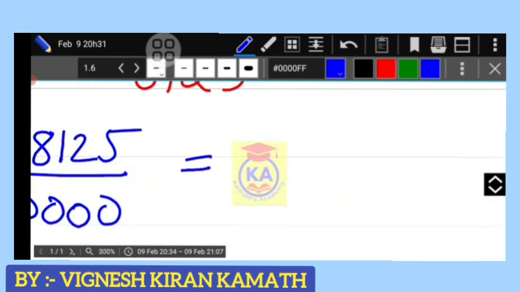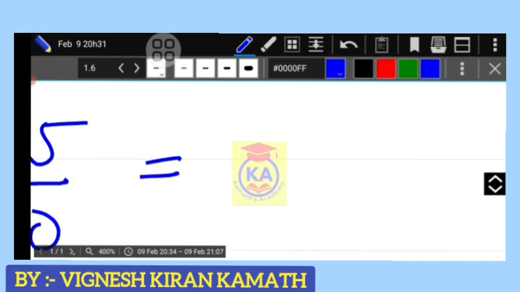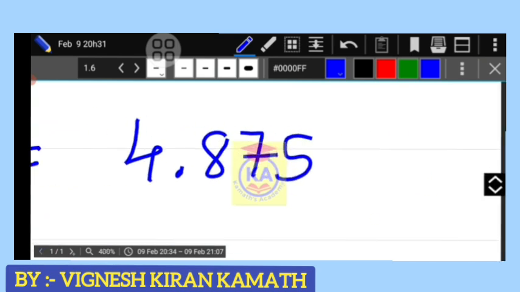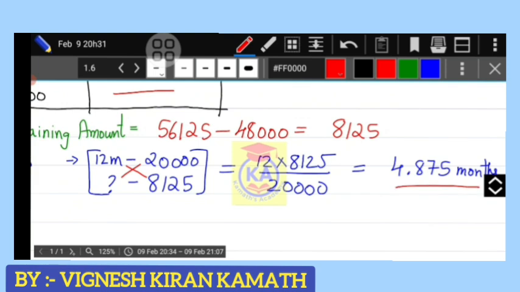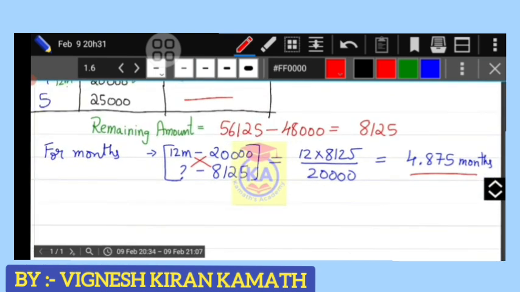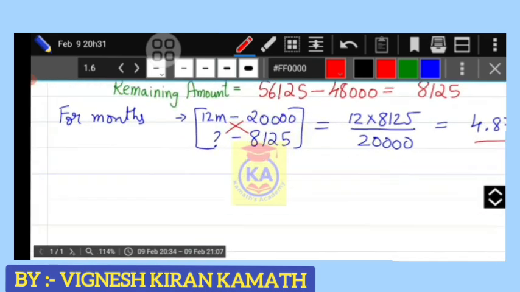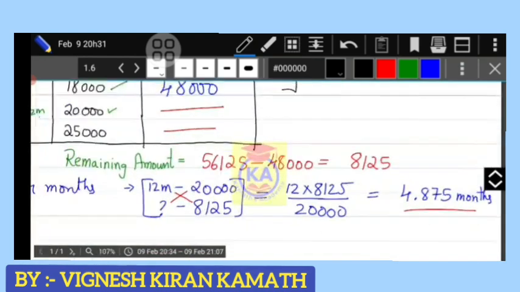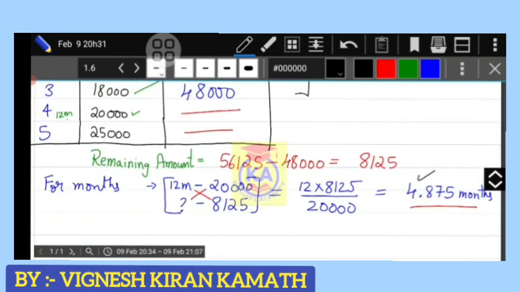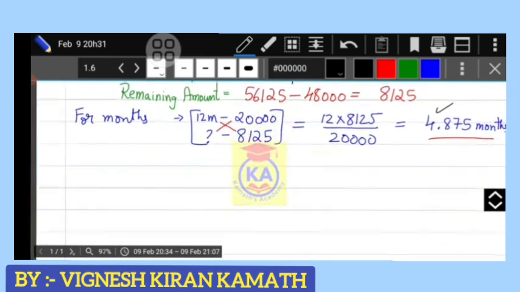You got 4.875 months. Okay, now this 4.875, this 0.875 can be further converted into the form of days, right? Now this you got 3 years, okay, and this you got 4 months. 0.875 we are now converting it to days. Now how to convert into days?